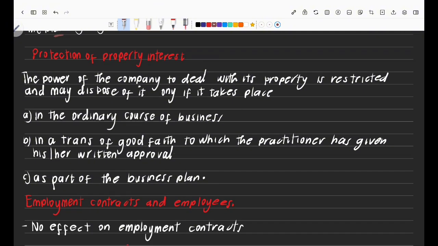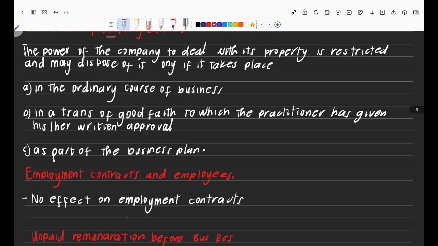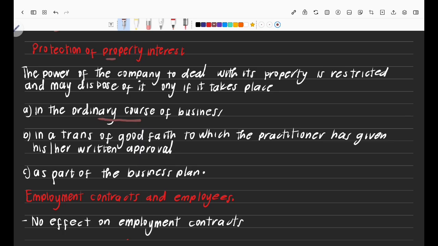And then the other legal consequence that we have is the protection of property rights. The power of the company to deal with its property is restricted, and the company may dispose of the property if any of the following takes place. If it's in the ordinary course of business, and you're not just trying to dispose of the property because you want to get some money, then you may dispose of this property.